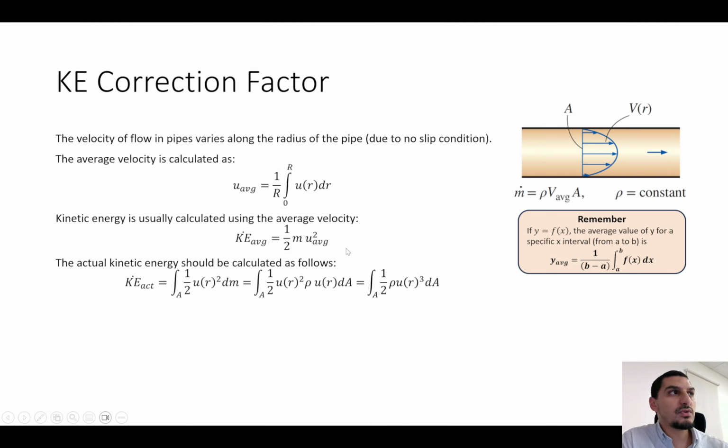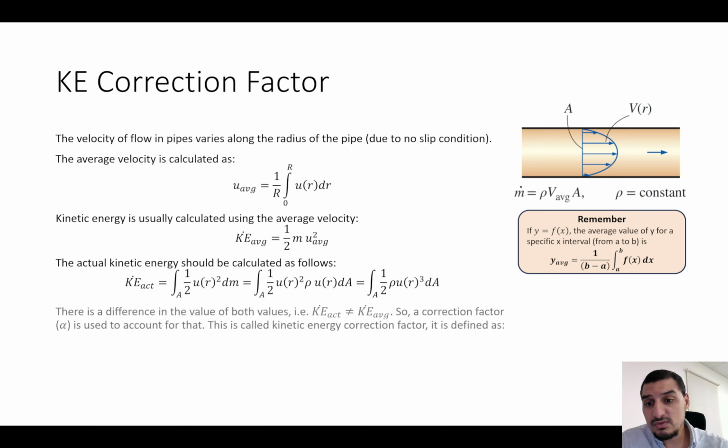Again, before this point, we have one of two options: either go with the accurate way, using the actual kinetic energy, and of course we know that the integrations are not practical to use in real life, or modify the equation to account for this discrepancy between the actual and the average value. So we use what we call a correction factor, a kinetic energy correction factor. The kinetic energy correction factor is defined as the ratio between the actual kinetic energy and the average kinetic energy. It's the ratio between these two.